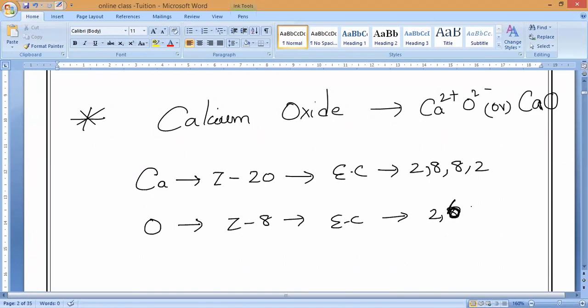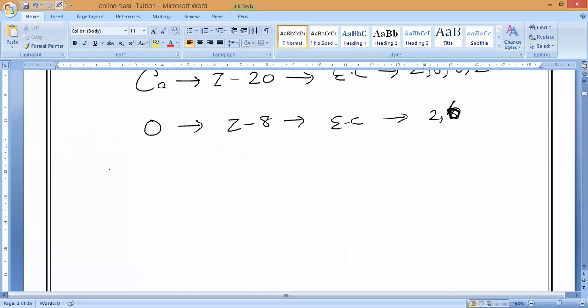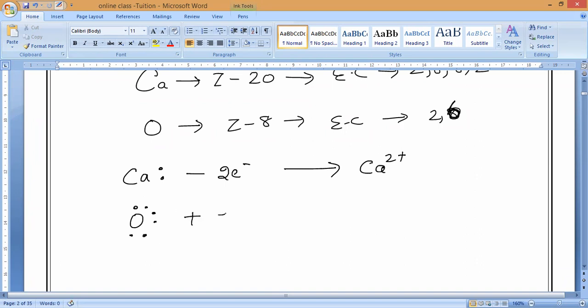Now, if you observe, what can you directly write? You can write individually also. So Ca loses 2 electrons and it turns into Ca2+. So oxygen, how many electrons? 6 electrons plus 2 electrons. So it will turn into what? It will turn into O2-. O2-. So please write it.